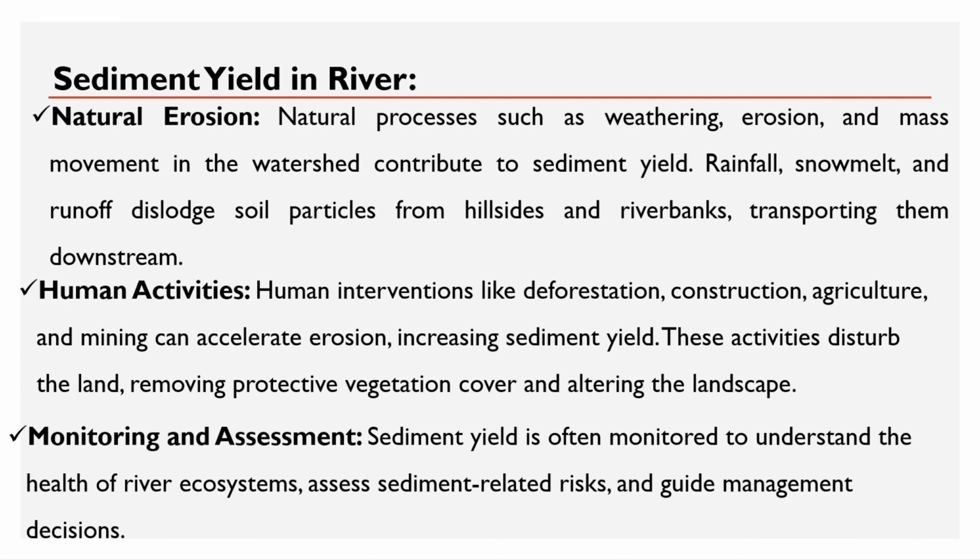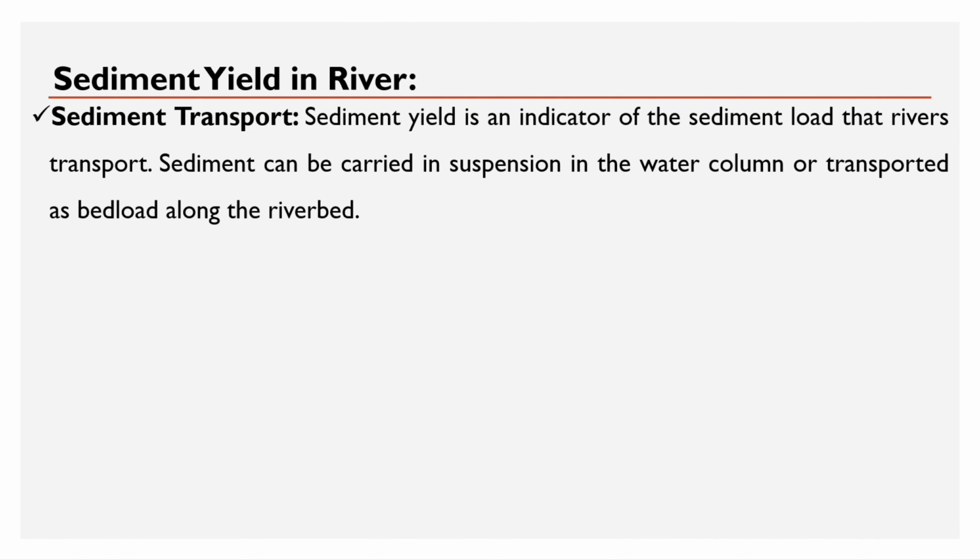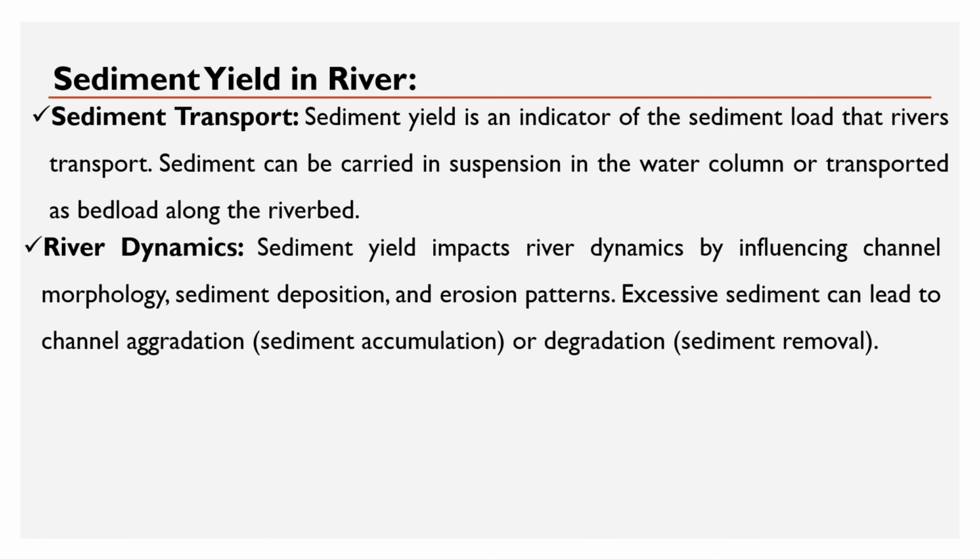Monitoring and assessment. Sediment yield is often monitored to understand the health of river ecosystems, assess sediment-related risks, and guide management decisions. Sediment transport. Sediment yield is an indicator of the sediment load that rivers transport. Sediment can be carried in suspension in the water column or transported as bedload along the river bed. River dynamics. Sediment yield impacts river dynamics by influencing channel morphology, sediment deposition, and erosion patterns. Excessive sediment can lead to channel aggradation or degradation.